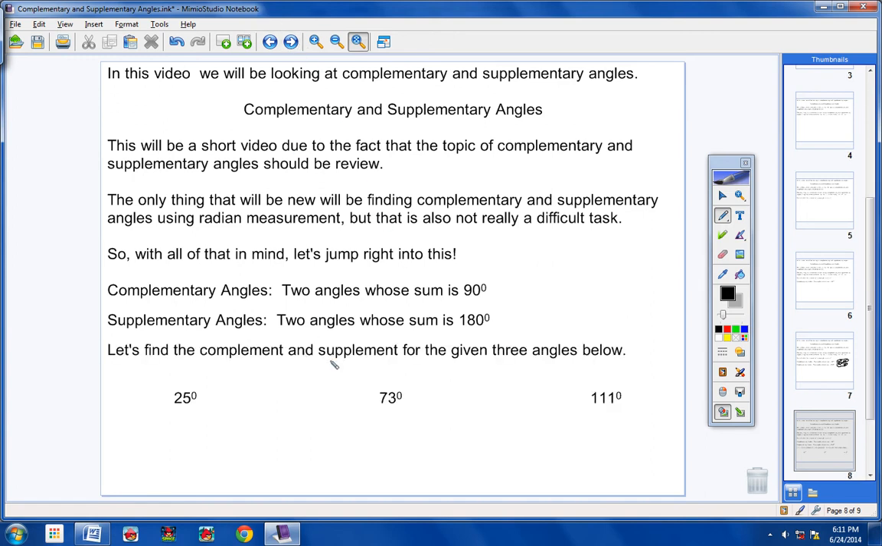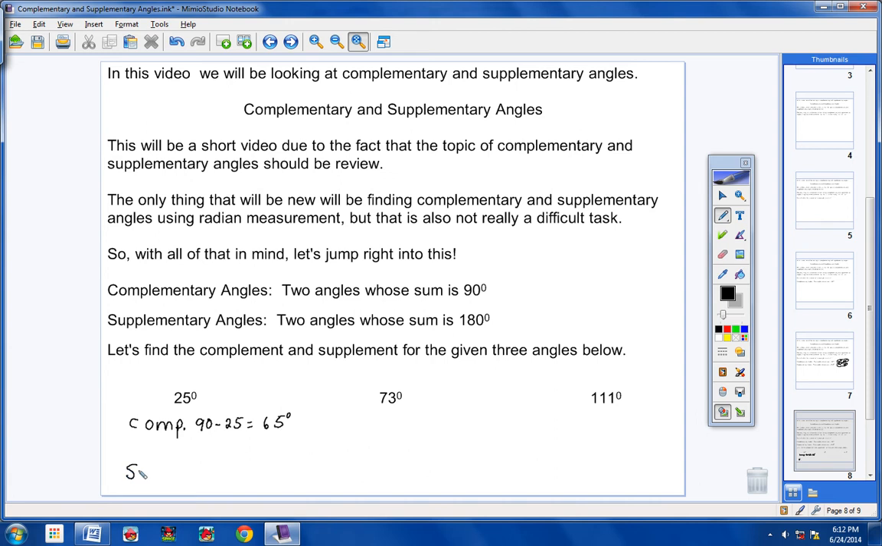So with that in mind, let's go ahead and find the complement and the supplement for the given three angles below. Now you can stay with me and do these with me, or you can work ahead. That's totally up to you. Okay, let's first of all find the complement for 25 degrees. Well, obviously you want to come up with an angle that when you add 25 degrees to it, you get 90. So I'm going to simply take 90 minus 25, and that should give me 65 degrees. And so there we go. The complement of 25 degrees is 65 degrees. And I know that because if I add 25 plus 65, I will get 90.